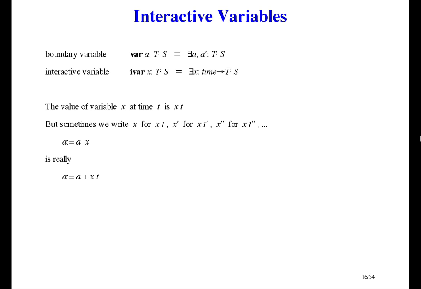For example, we write the assignment a gets a plus x, where a is a boundary variable, and x is an interactive variable. And what we mean is a gets a plus x of t. With interactive variables, most of the laws of programming still work, but unfortunately, not the substitution law.